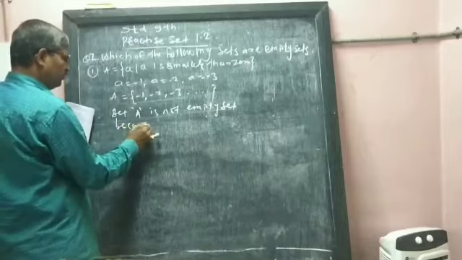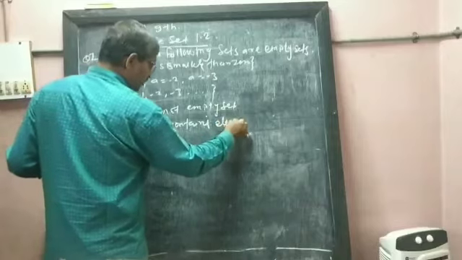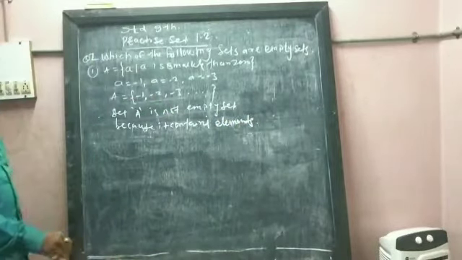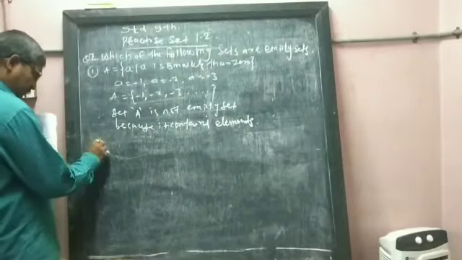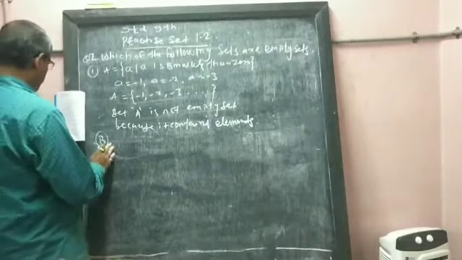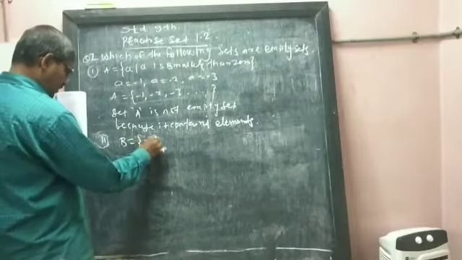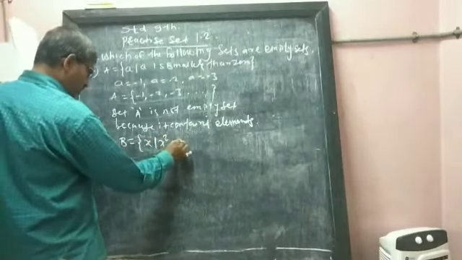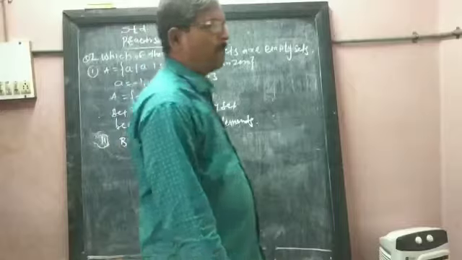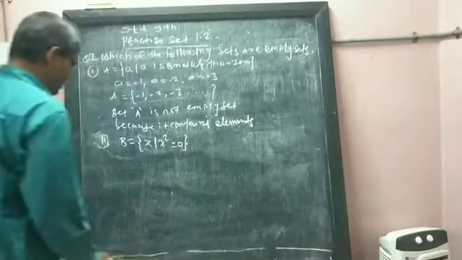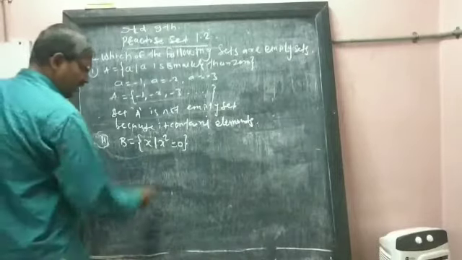because it contains elements. Now second, B. Here B is a set given. It's number 2. B is equal to the set of x such that x square is equal to 0. Here put the value of x. No more information is given, only x such that x square is equal to 0.